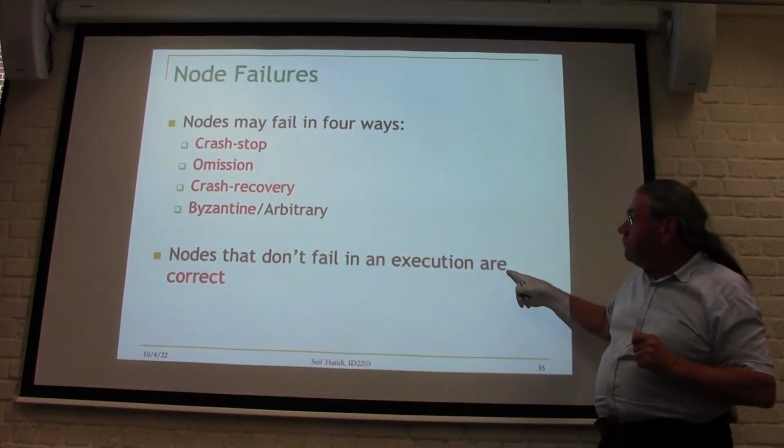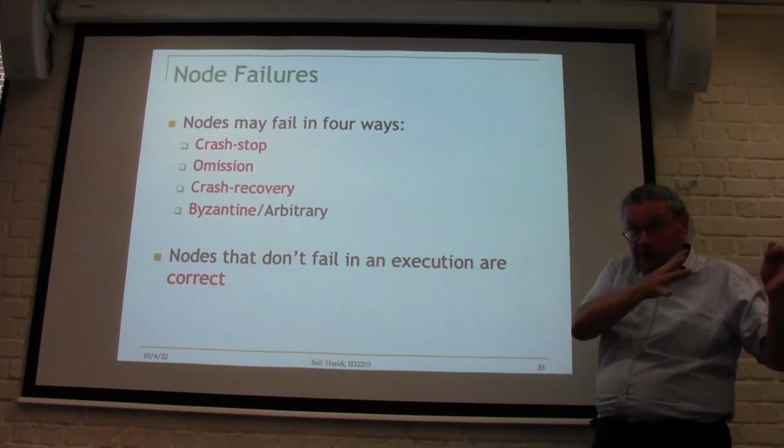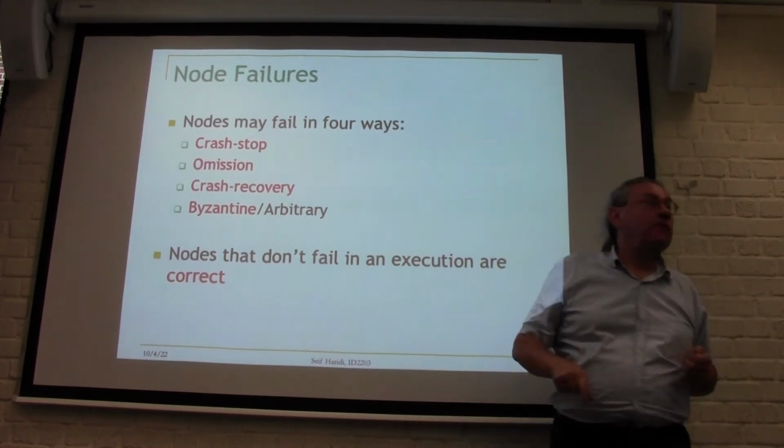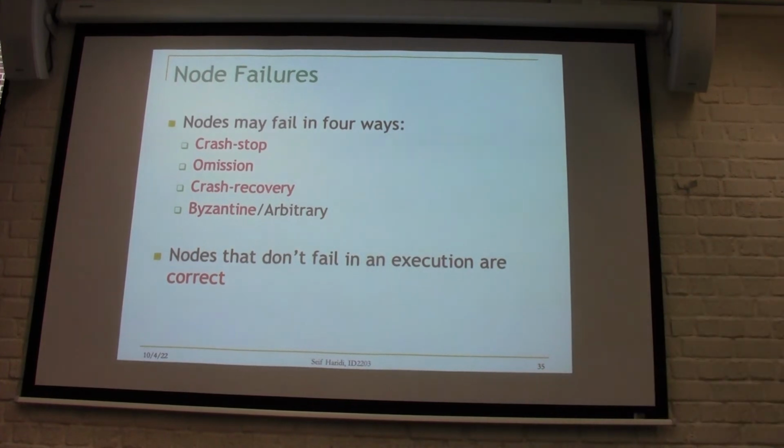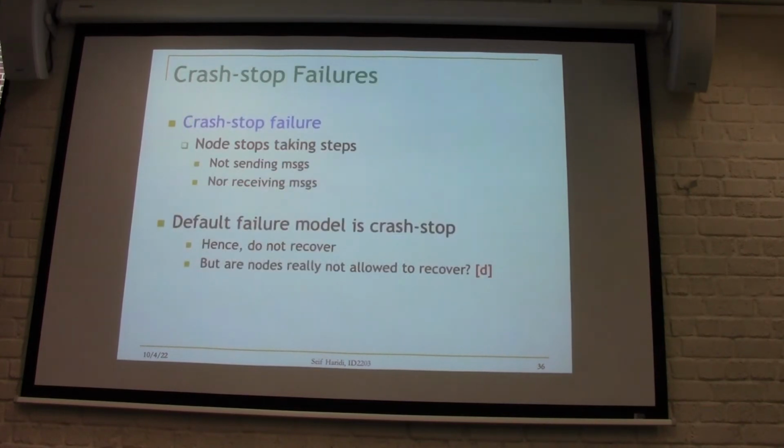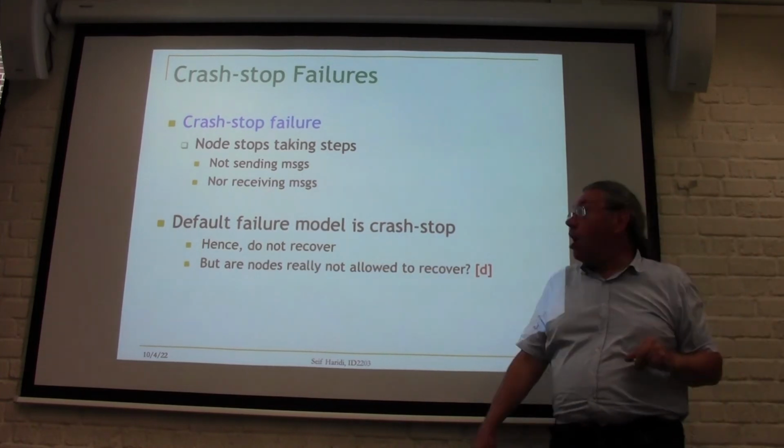And a node that does not fail when we run an algorithm is called correct. When I say the node is correct, it doesn't mean it runs forever. It just means that during the algorithm, it doesn't fail. It might fail later.